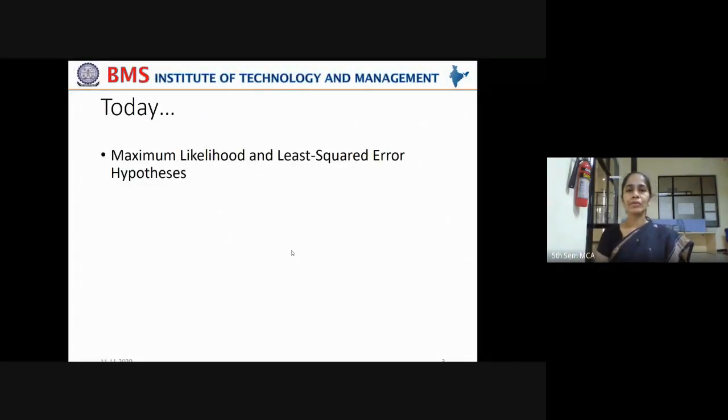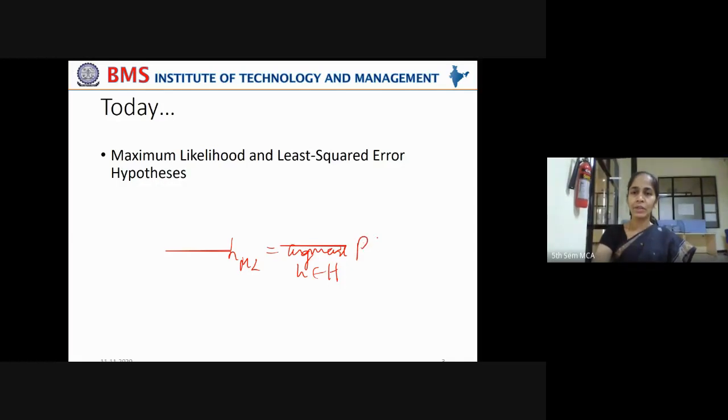Now we are going to see the relationship between maximum likelihood and the least squared error hypothesis. We have seen that the maximum likelihood hypothesis, H_ML, is the argmax over hypotheses h belonging to the hypothesis space H of the probability of D given h. This derivation we have seen in the first lecture of this module. If you want to know in more detail, you can refer to that video.